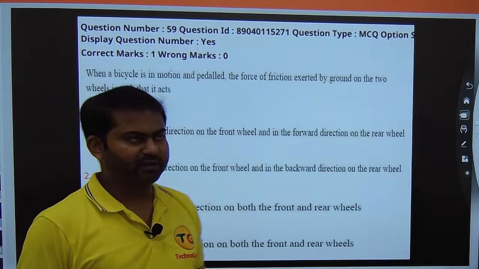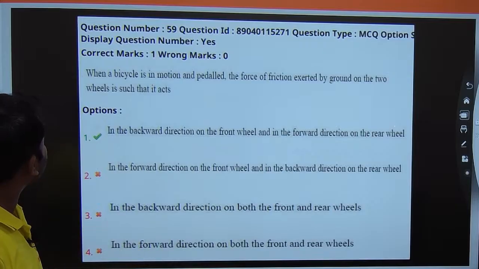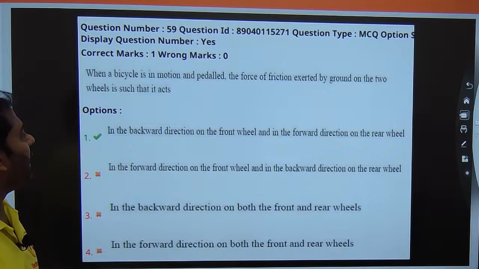So the next one is given here. It is given in this question that when a bicycle is in motion and pedaled, the force of friction exerted by the ground on the two wheels is such that. Let me give you the explanation.